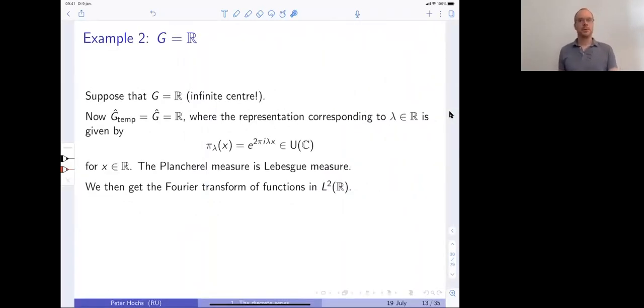Okay. Another example which doesn't quite fit into the class of groups we're looking at, but which is familiar, is the real line. As we saw earlier, we can expect some kind of continuous decomposition. For the real line, the unitary dual is again the real line. And the representation corresponding to a real number is the one that appears in the Fourier transform. Because R is abelian, the tempered dual is again the whole unitary dual. And the Plancherel measure is just the Lebesgue measure on R. And the Fourier transform is now just the Fourier transform as we know it from analysis. So that's again a special case of the Plancherel transform.